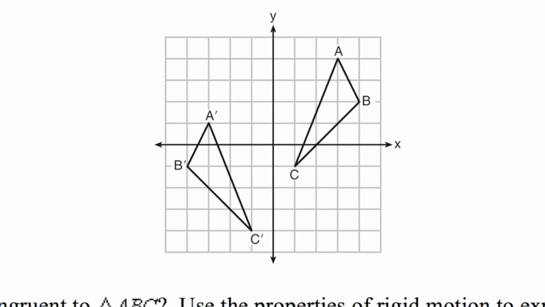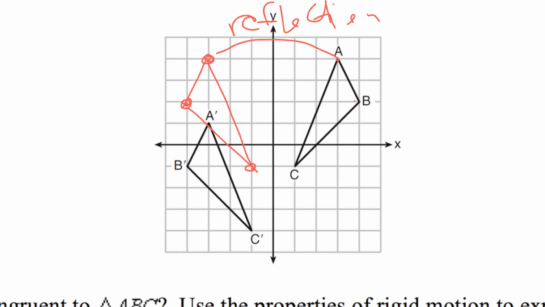So it looks like first it's being reflected across the y-axis. So we can see the point A, if it was reflected across, would end up here. B would end up over here, and C would end up here. So that's our first reflection. And then it looks like it's just pretty simply translated downwards, a distance of 3. So it has been moved by only a series of rigid motion transformations.